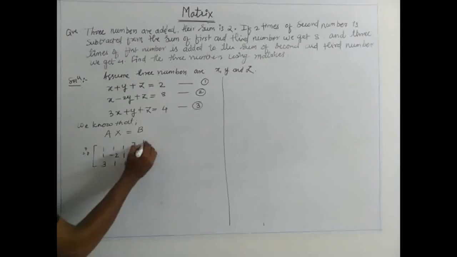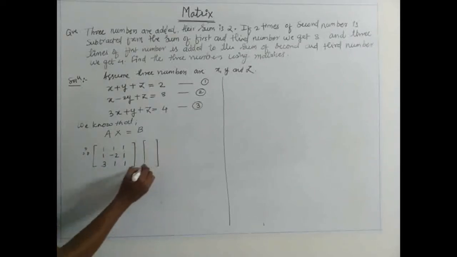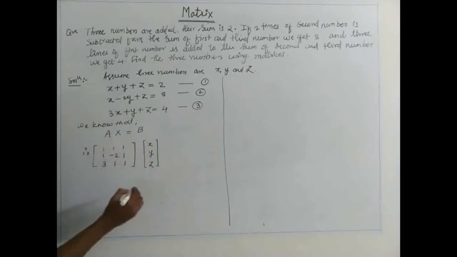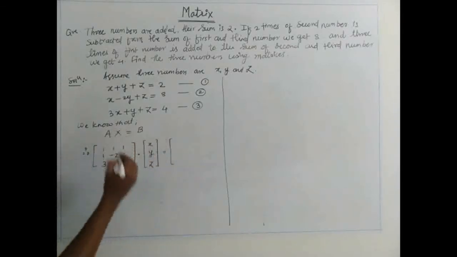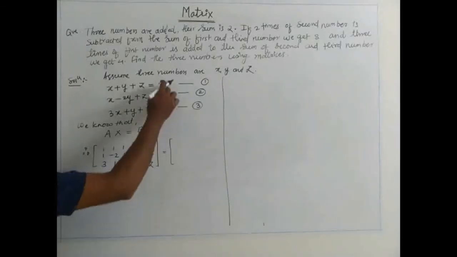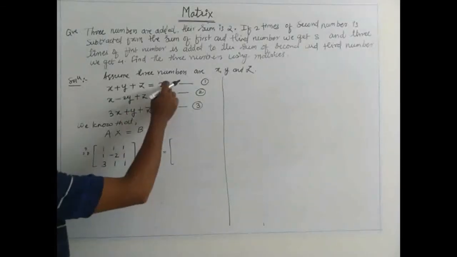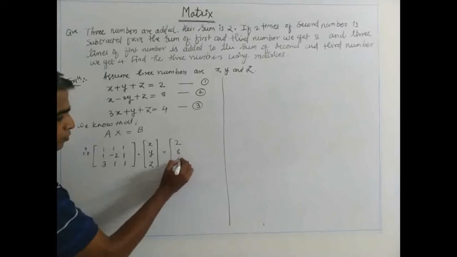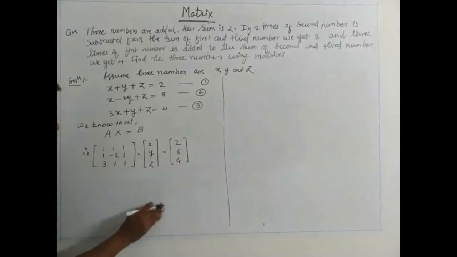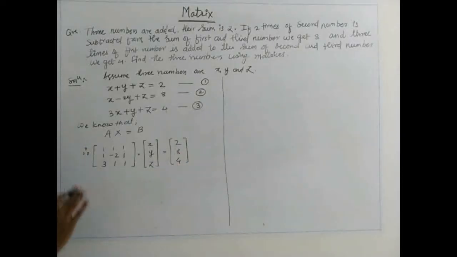Now X is the column matrix of variables, and the variables are x, y, z. And now matrix B is the constant matrix, a column of constants. So the column matrix we get is 2, 8, 4. We did not change any order or any sequence. We are writing with the same order and same sequence, only in matrix format.